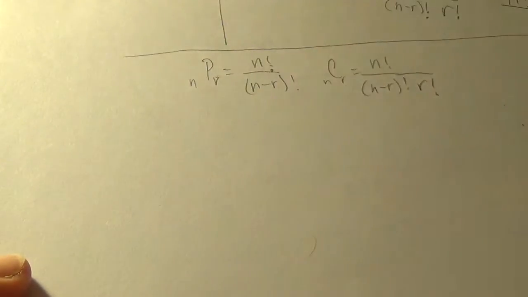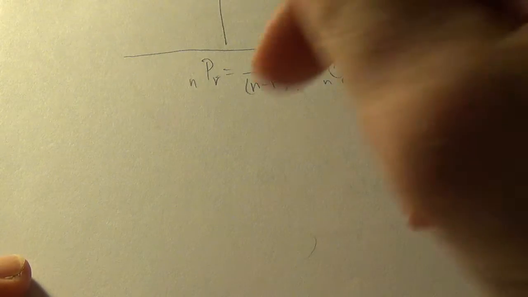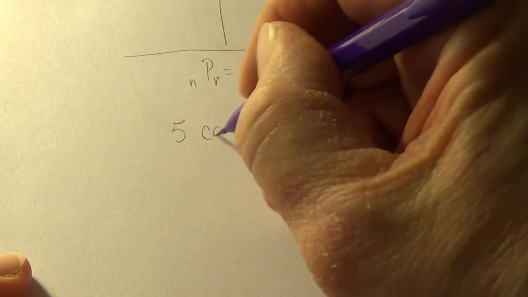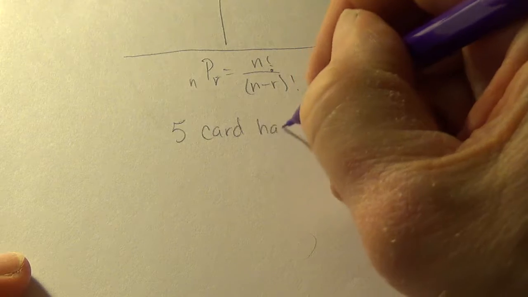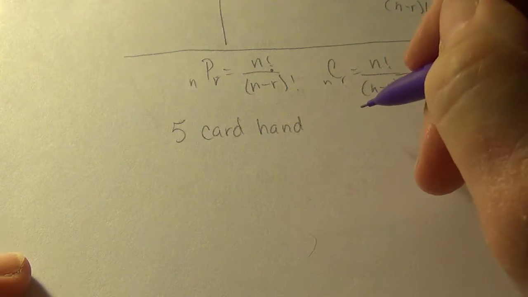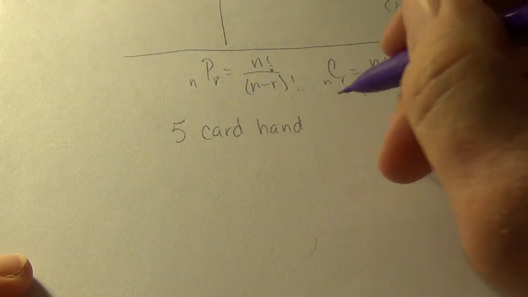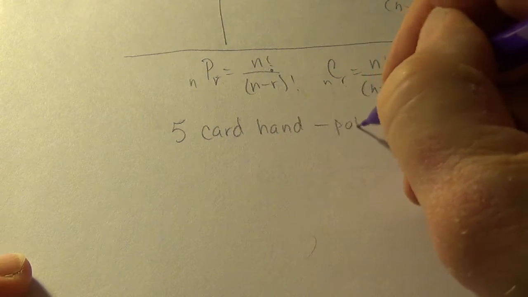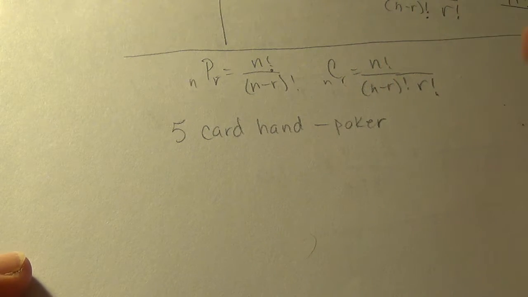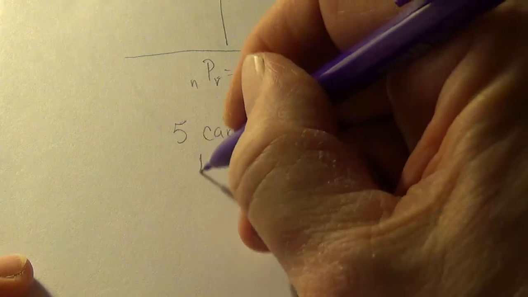Suppose we have 5 cards. So we have a 5-card hand, and there are 52 cards total. I believe poker is like that. So say we have a poker hand. I want to know how many different hands are possible.